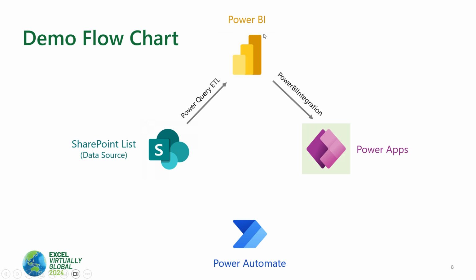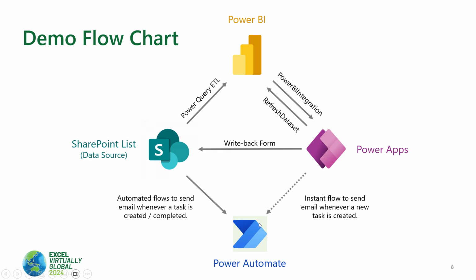Then in Power BI, we add a Power Apps visual to link it to Power Apps. Power Apps will then be able to update the SharePoint list directly via a write-back form. And then it refreshes the Power BI semantic model. And finally, we use Power Automate to send an email notification whenever a task is created or completed, so the reviewers will know they need to check the task.